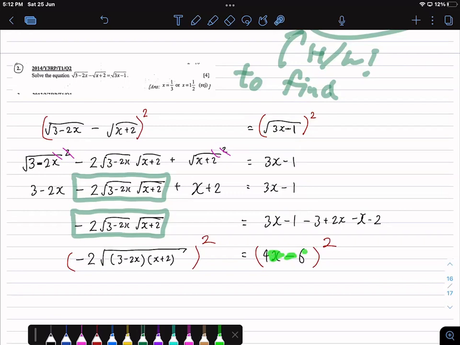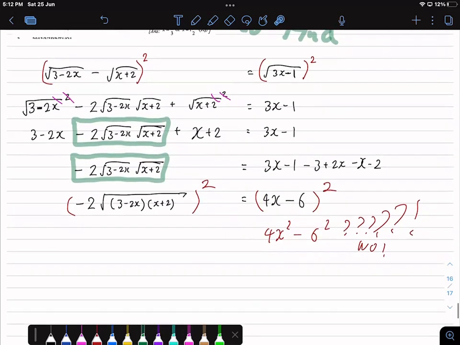So even though you see two separate terms, when you square both sides, is it equal to 4x squared minus 6 squared? No. Make sure you got that. So you must square the entire thing. You cannot square individually. Okay? Good. Let's move on.